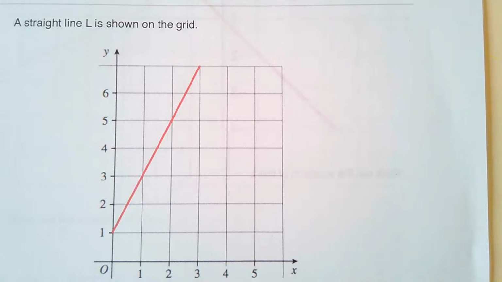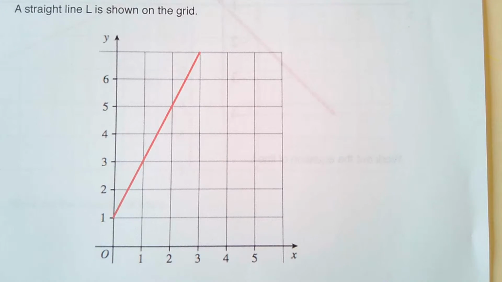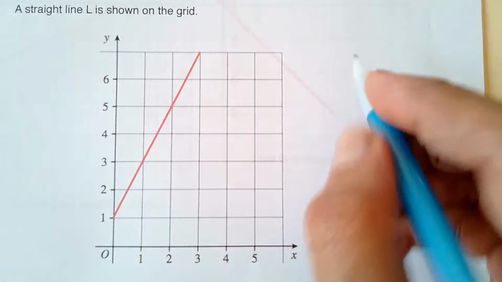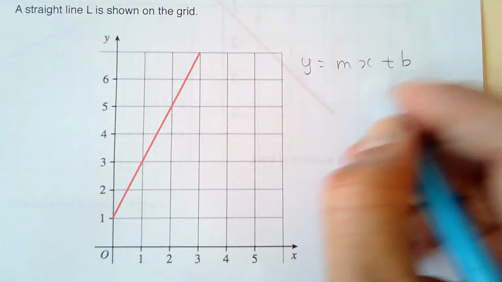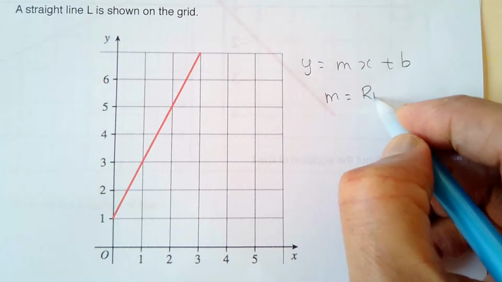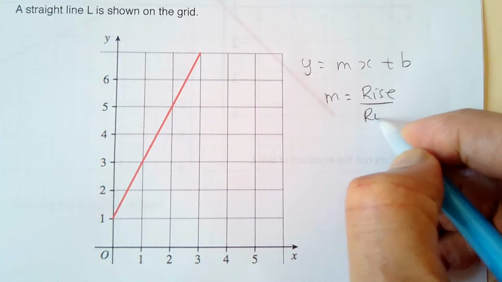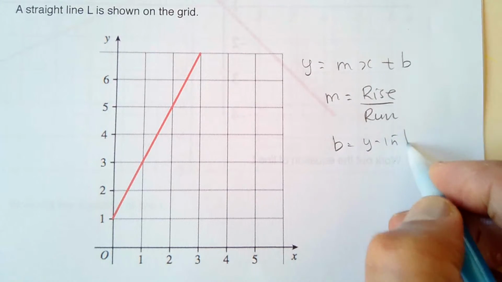Okay, let's look up now. You're given us a find the equation of this line. So remember, y is equal to mx plus b. M is your rise over the run, and your b is your y-intercept.